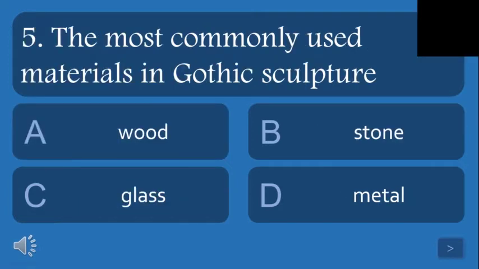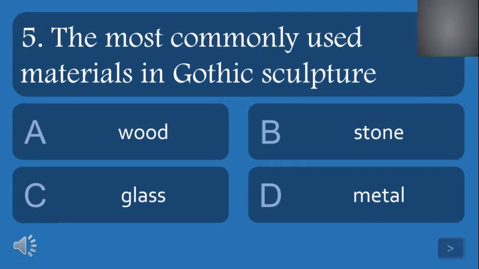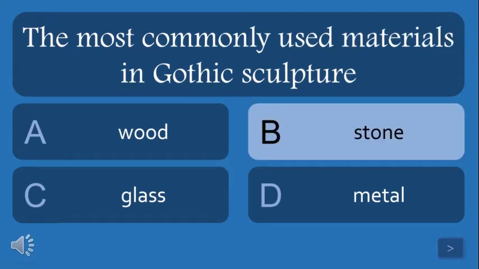Number 5. The most commonly used material in Gothic sculpture. A. Wood. B. Stone. C. Glass. D. Metal. The correct answer is B. Stone.